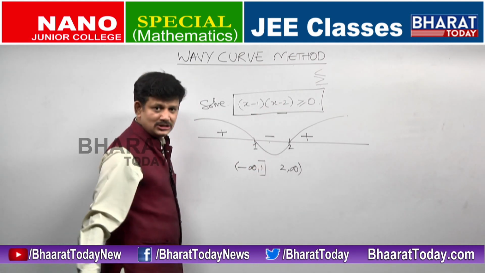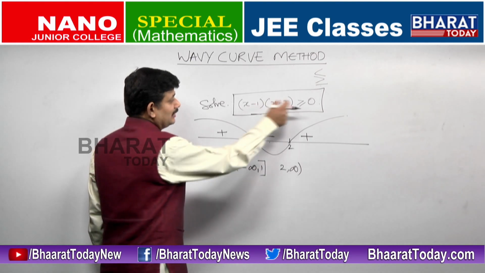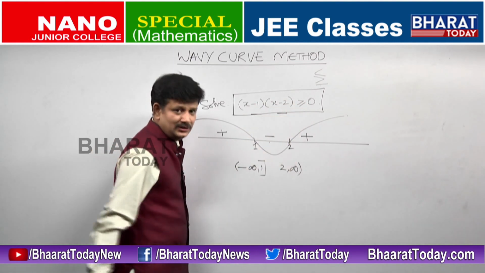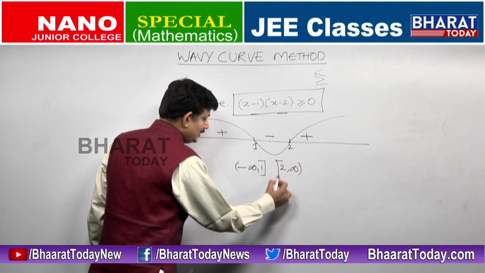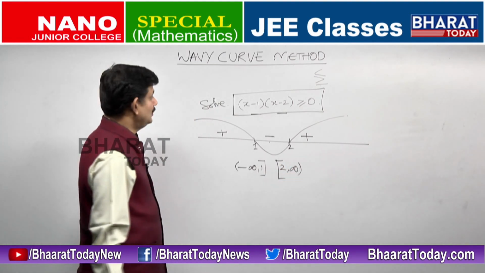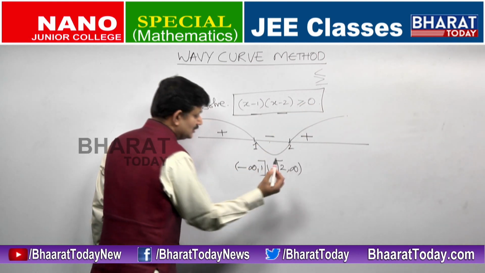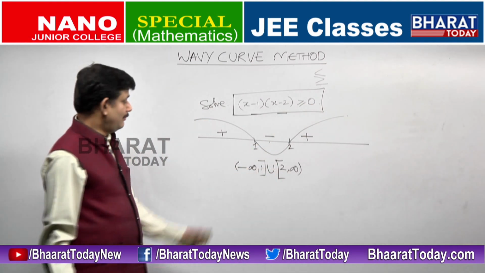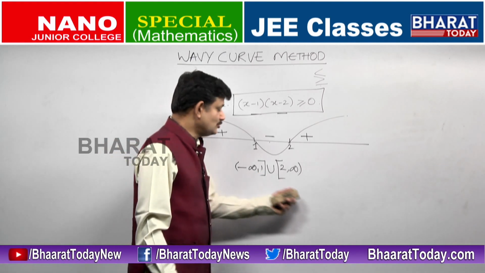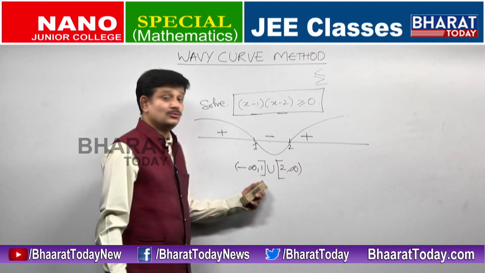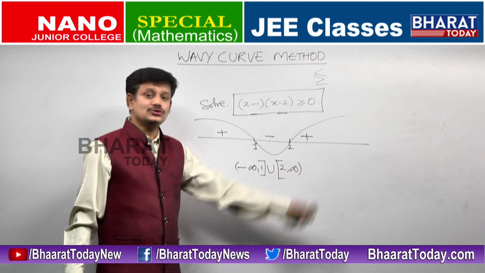So at 1 it is a closed interval, because x equal to 1 will make it 0 and 0 is part of our answer. And at x equal to 2 also the expression is becoming 0 and 0 is allowed. 0 has to be part of the answer. So what is your answer? Minus infinity to 1 union 2 to infinity. Minus infinity to closed 1 union closed 2 to infinity.